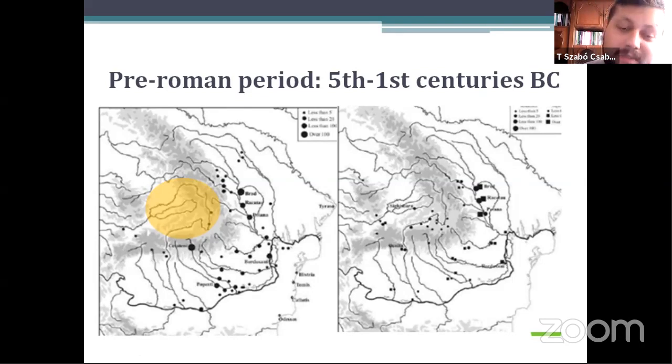But as these maps show, these black spots represent the Greek amphorae and the Greek objects which are produced in the Hellenistic world.